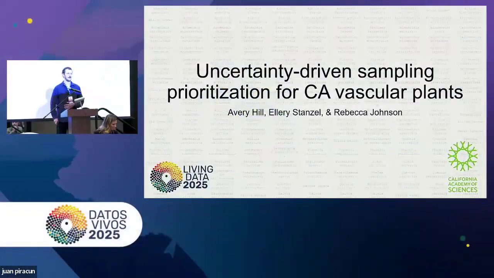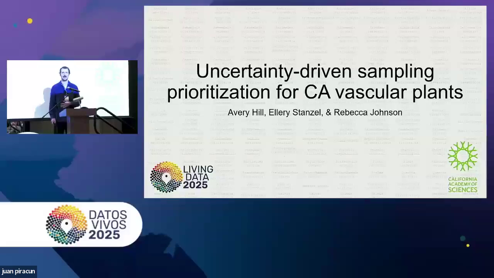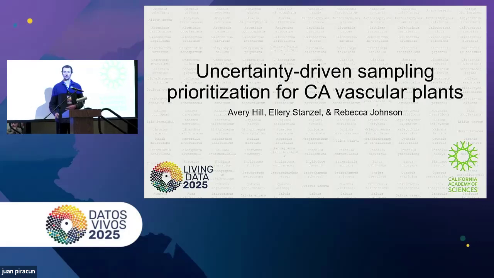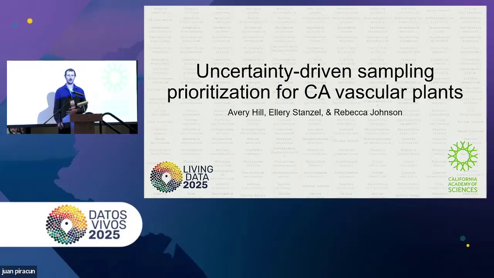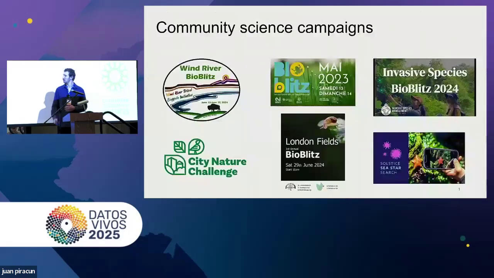Hello, everyone. My name is Avery Hill. I'm a research scientist at the California Academy of Sciences. And today I'm going to talk about some pretty preliminary work we've been working on for developing dynamic sampling prioritization maps for community science campaigns using species distribution model uncertainty.